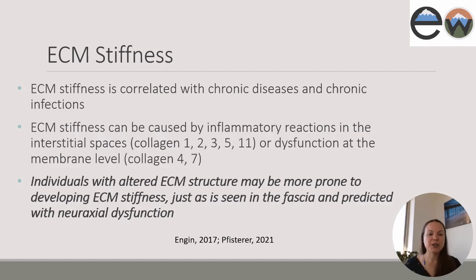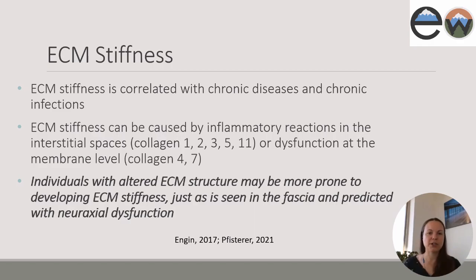Okay, and what we know through people that have connective tissue disorders is that they might be more prone to extracellular matrix stiffness. That makes them more prone to chronic disease and chronic infections. Okay, now it makes sense, right? It's what we're actually talking about. Yes, it can be ligaments, it can be tendons. Actually, that depends on somebody's genetic components.